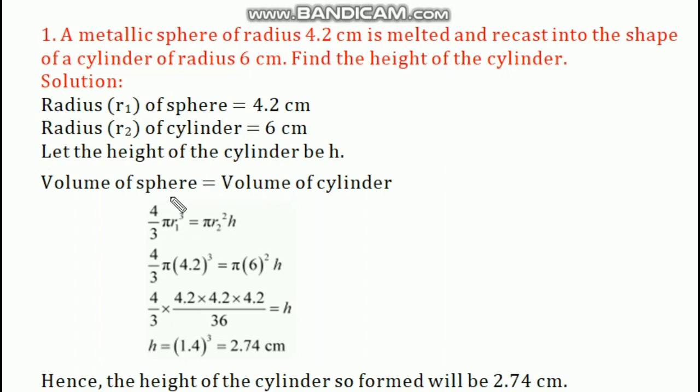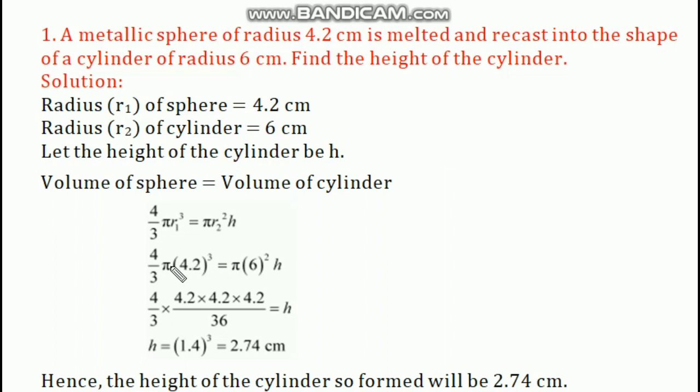So what is the formula for the volume of a sphere? 4 by 3 pi r cube, that is pi r1 cube. And the volume of the cylinder is pi r2 square h. The radii are different, and we know the radii, so substitute here 4.2, the whole cube, and the radius of the cylinder, 6 square.